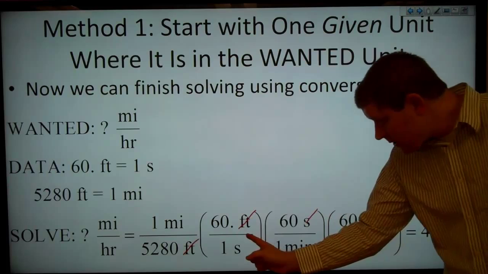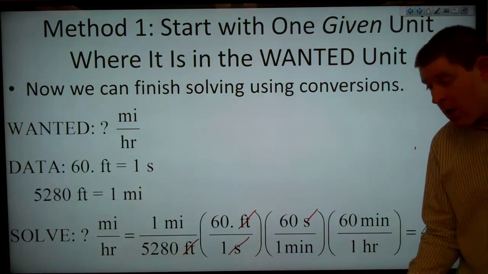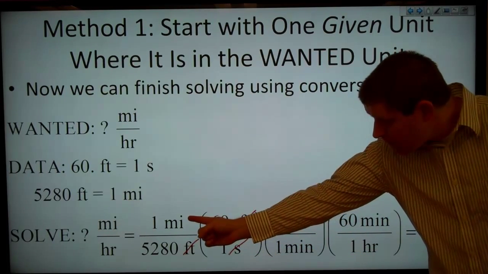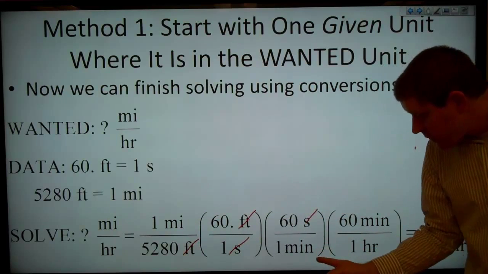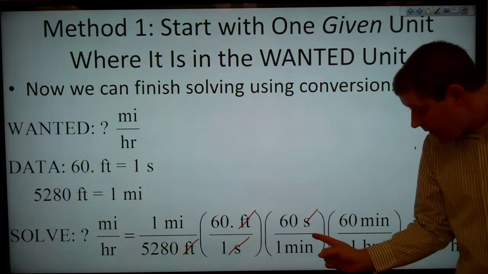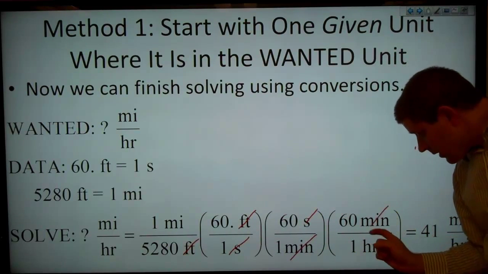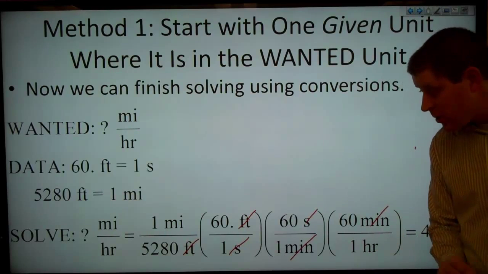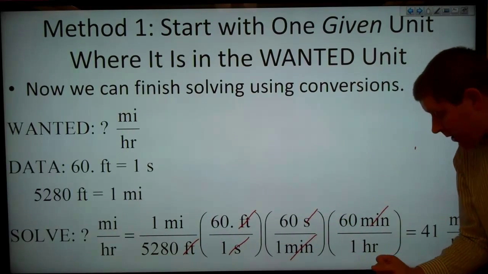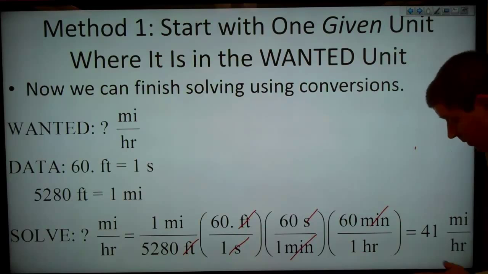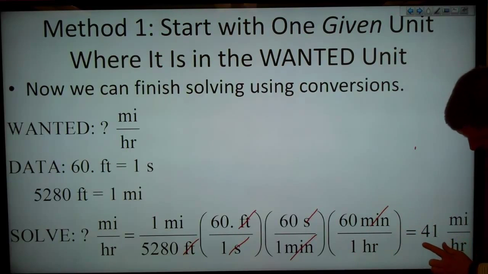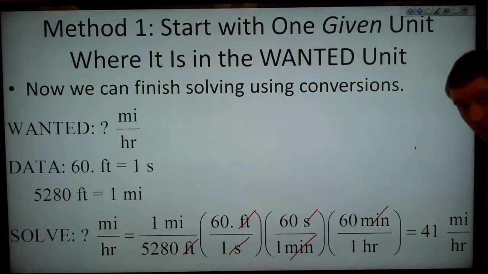So 60 seconds is equal to 1 minute. But we still don't have miles per hour, we have miles per minute. So we need to get rid of minutes here and get to hours. So now we finally have our correct units, miles per hour, and when we work out the math, this ends up being 41 miles per hour.